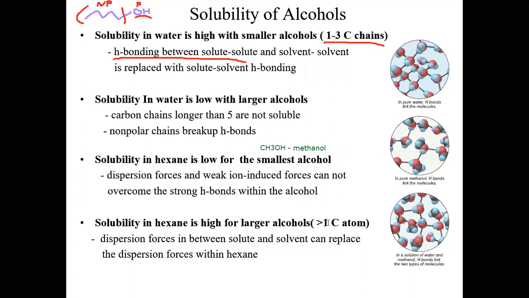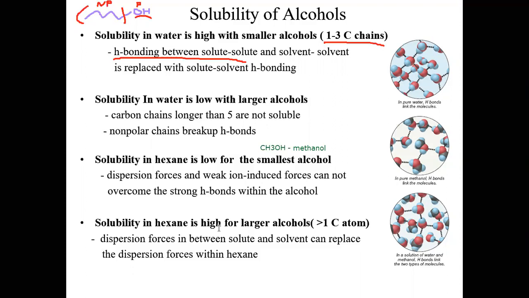Now, when you go beyond 1 carbon chain alcohols such as ethanol, propanol, butanol, etc., then dispersion forces between the solute and solvent can replace the dispersion forces within hexane. So then when you go to 2 carbon, 3 carbon, 4 carbon chain alcohols, dispersion forces get strong enough to replace the dispersion forces between hexane itself, so you get this solute-solvent interaction that occurs.